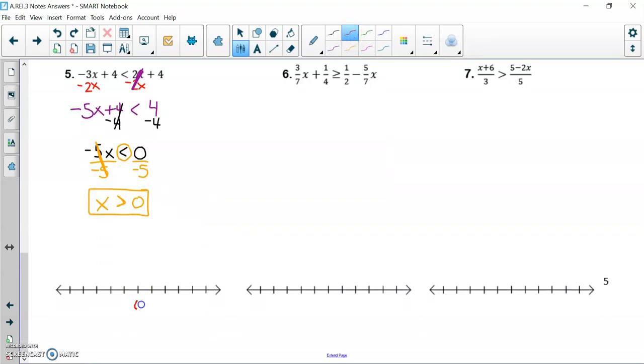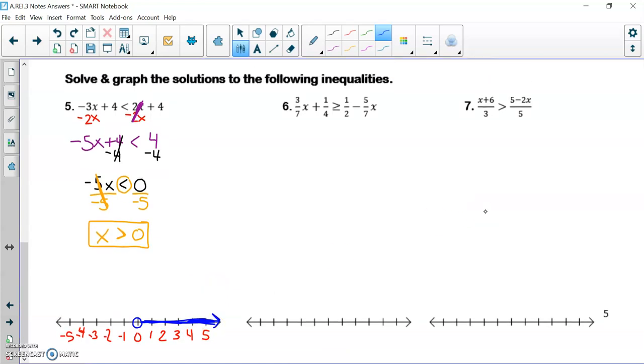So I'm going to fill out my number line. Remember, the numbers increase as you go towards the right. They decrease as you go towards the left. And now since I have no equal to sign, I'm going to have an open dot on 0. And this reads x is greater than 0, so I want to shade all the numbers on my number line that are greater than 0, which means I'm shading to the right.